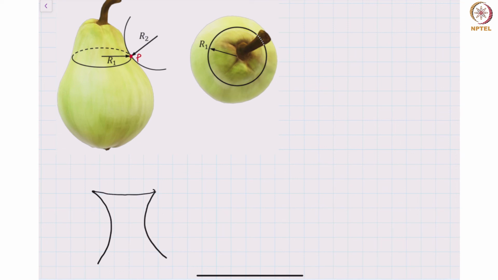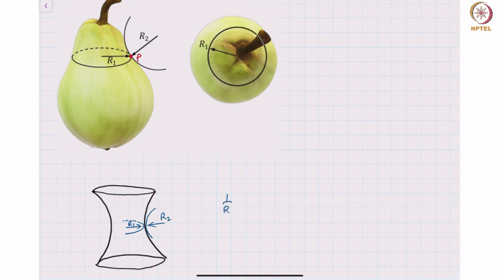If you want to make a catenoid, the easiest way is to take two circular metal rings, hold them apart at a certain distance, dip them into soap water and pull them out. As it turns out, the minimal surface is not a cylinder joining the top ring to the bottom ring, but this curved shape. Again, just like the pear, we have two radii of curvature. You can have one curvature like this, this is R1, and another curvature, which is R2.